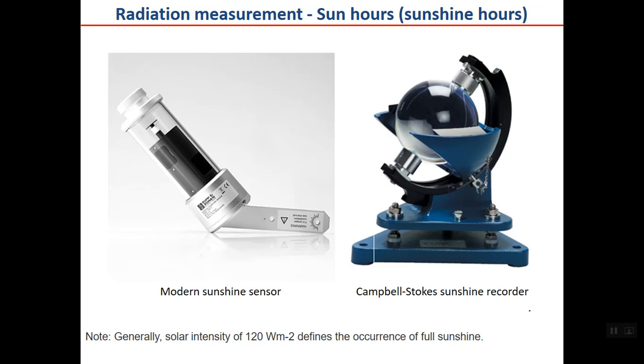Another measurement parameter which is important and generally used in meteorological stations is sunshine hours or sun hours. Actually, the sun hours, as you can see here, is the hours when the sun shines with an intensity of more than 120 watt per square meter. So if during a day, which may be, for example, 11 hours or 14 hours, you have 6 hours of sunshine with an intensity more than 120 watt per square meter, then 6 is the sunshine hours or sun hours a day.